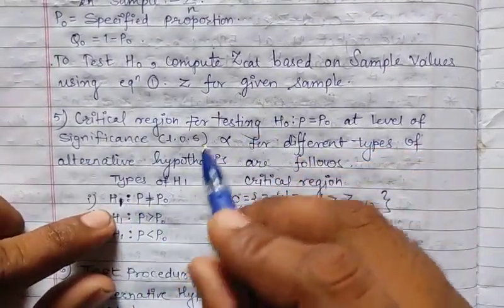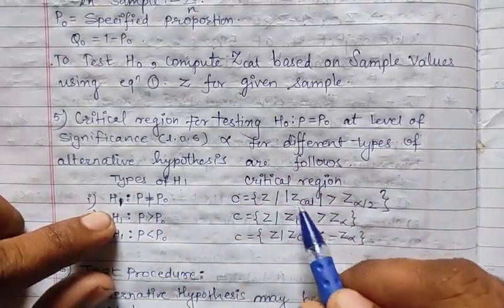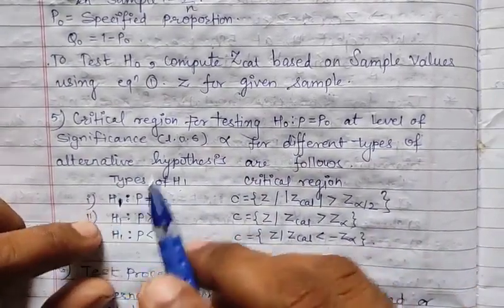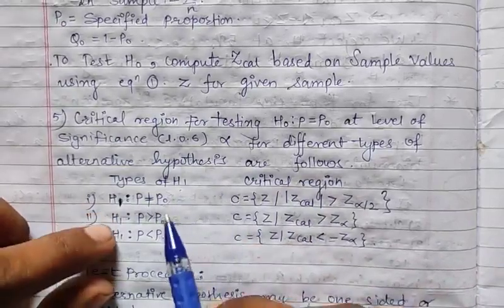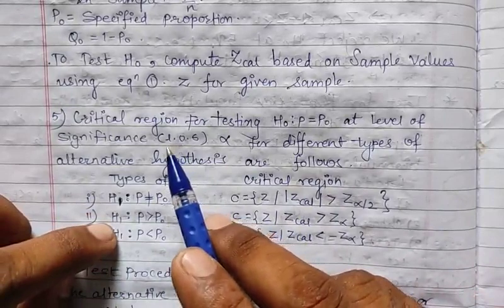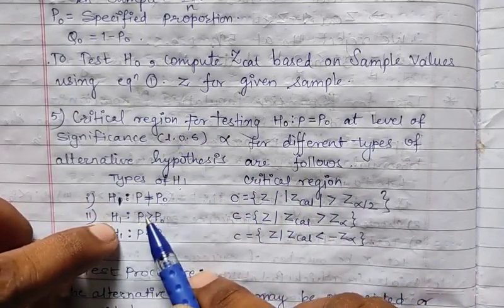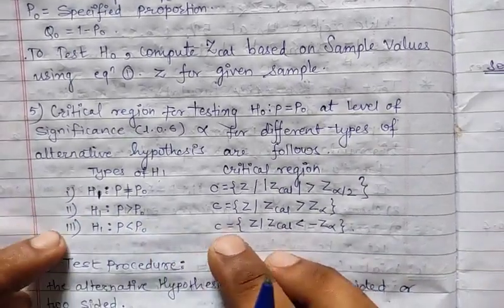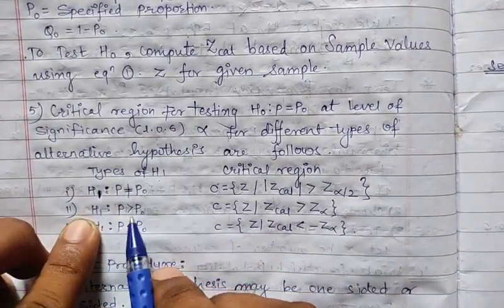Now for the two-tailed alternative, if the critical region, mod Z calculated is greater than Z alpha by 2, then we reject H0. Otherwise, we accept H0. Now let us check the critical region for H0: P is equal to P naught versus H1: P is greater than P naught.